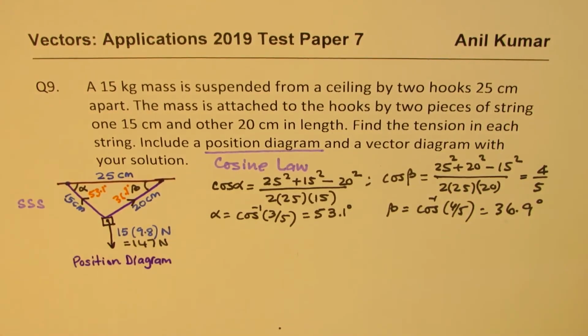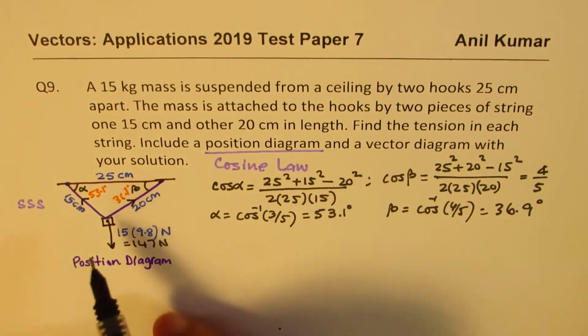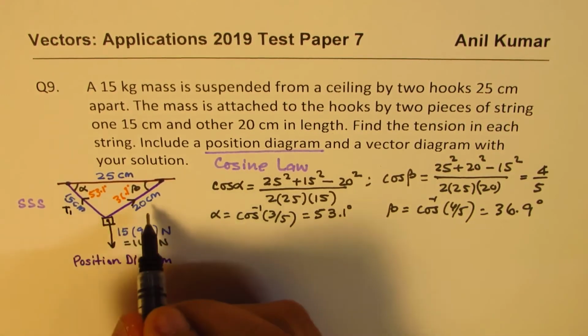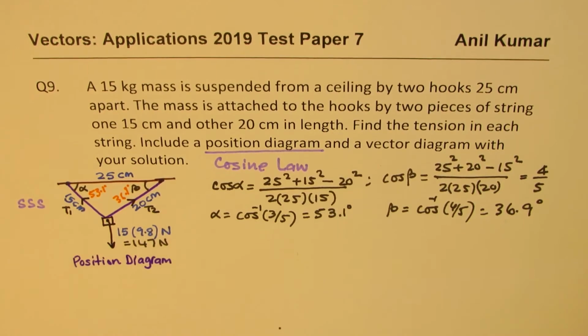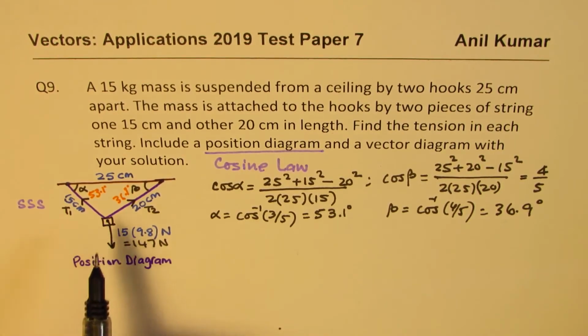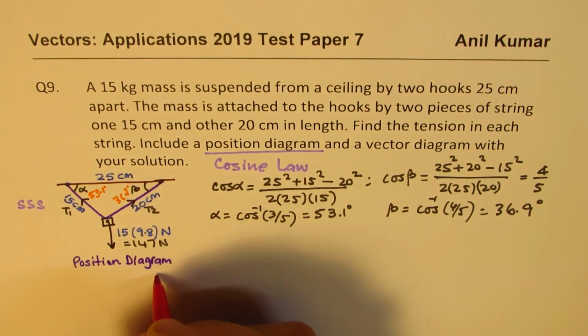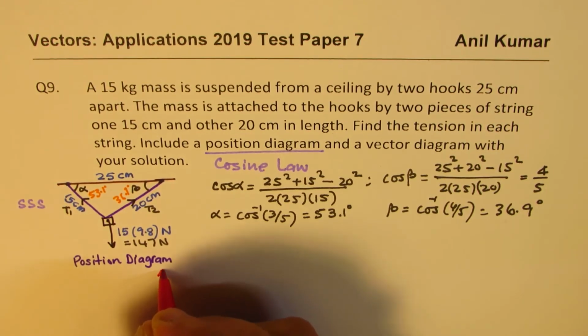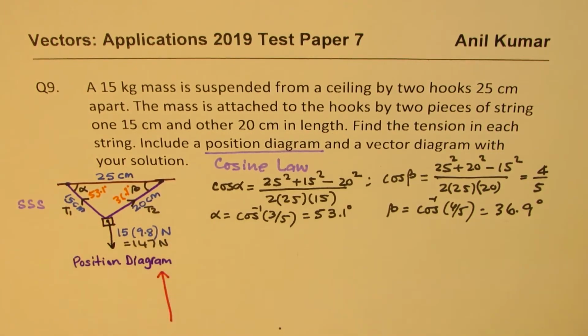So to draw the vector diagram, you need to understand that these are the two tensions. Let's call them tension 1 and tension 2. Now the body here is at rest. That means this component of weight is in equilibrium and there is an equal and opposite force acting on it. Correct? So this equal and opposite force can be represented by the vector, which is equal to 147 newtons. Right?